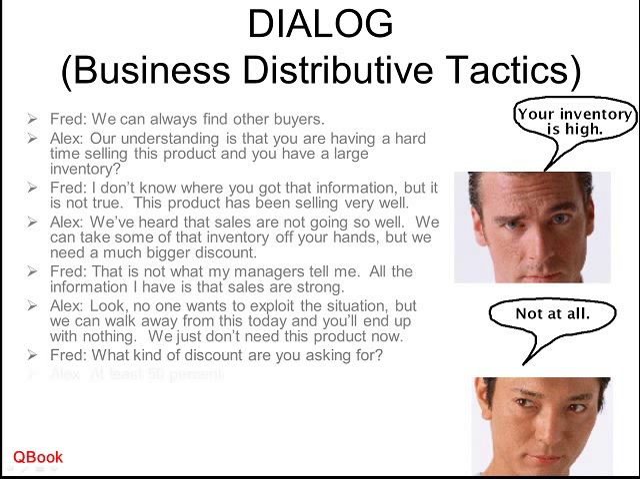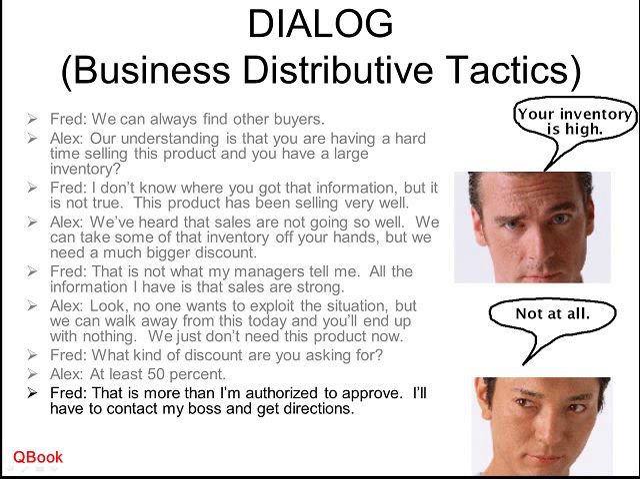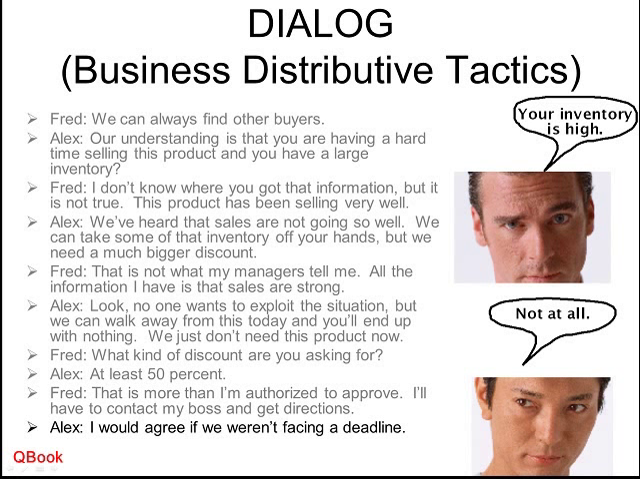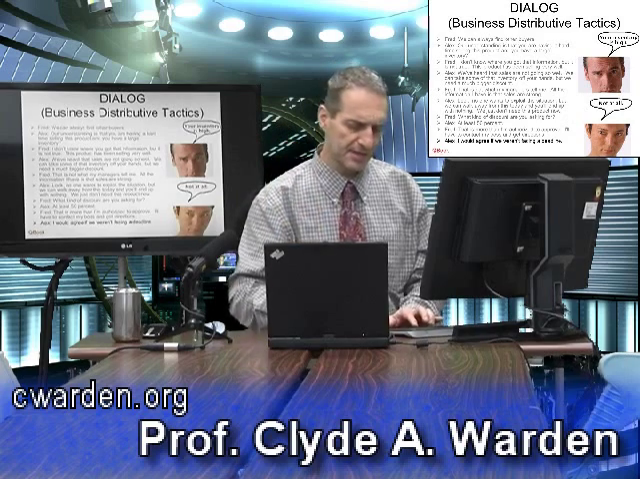Fred says, what kind of discount are you asking for? And Alex says, at least 50%. So here we begin with that opening offer, at least 50%. And Fred says, that is more than I'm authorized to approve. I'll have to contact my boss and get directions. And Alex says, I would agree if we weren't facing a deadline. Now, we're going to talk about these more, but these are all very clear tactics, right? So in this case, we're saying things like, I would like to buy, but your product is not so popular.